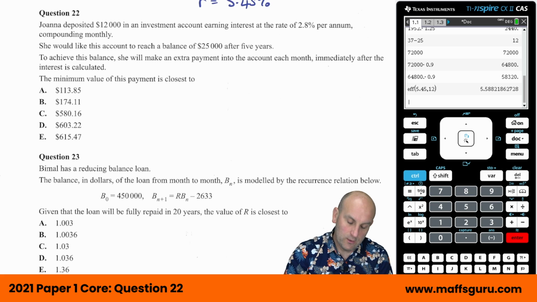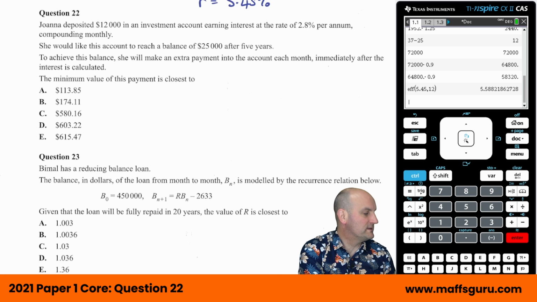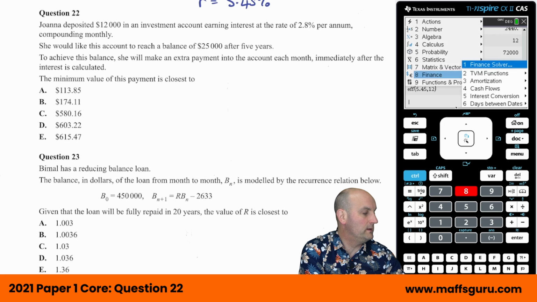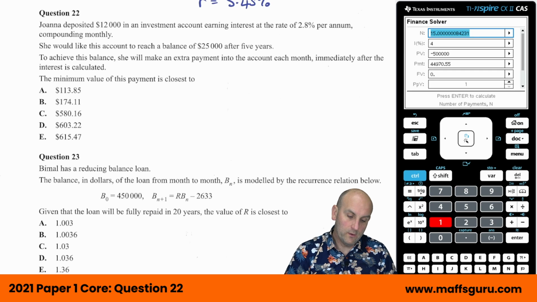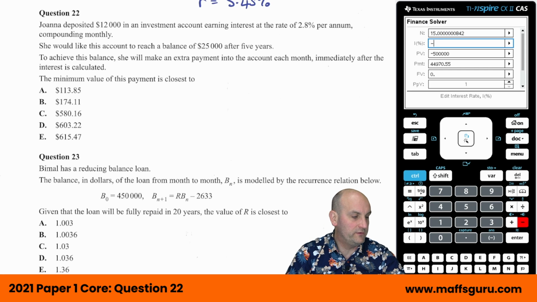Okay, so we go back to the financial solver, menu 8.1. Right, what do we want? She deposited 12,000 into the account, so she's paying, which she's not very happy about. 12,000 the principal, oh, that was interesting. Try that one again. So we'll put minus 12,000 in there maybe, yeah? There we go. The payment is what we're trying to find. The future value, the account would like to reach 25,000.